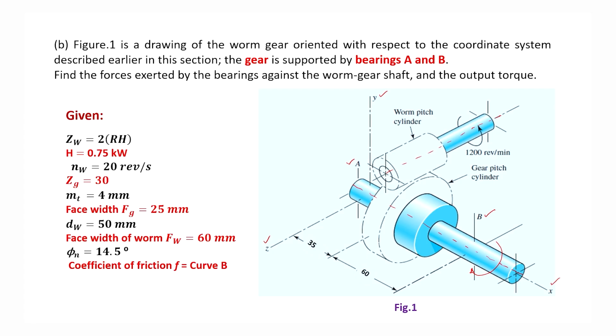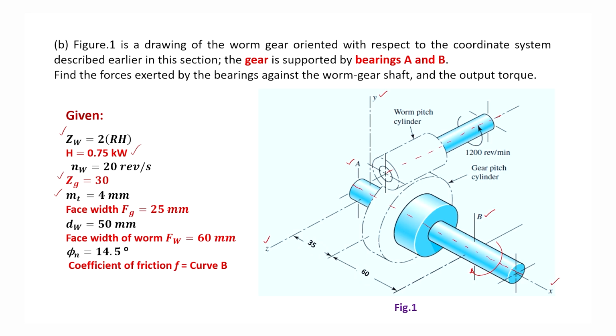Now, the givens in this problem are: ZW, the number of starts on the worm, is 2, and it is right hand. The power to be transmitted is 0.75. The speed of the worm is 20 rps, revolutions per second. The number of teeth on the gear is 30. The module is 4 mm.